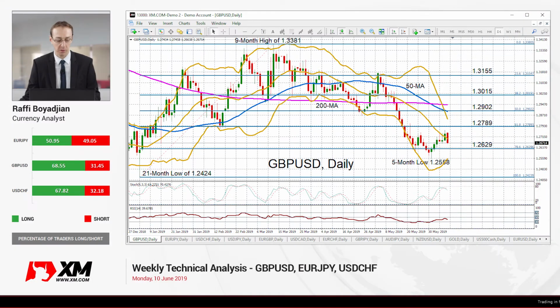I'm Fibonacci at XM.com, and this week we're going to be looking at the pound dollar, the euro yen, and the dollar Swiss franc. So let's start first with the pound dollar pair.